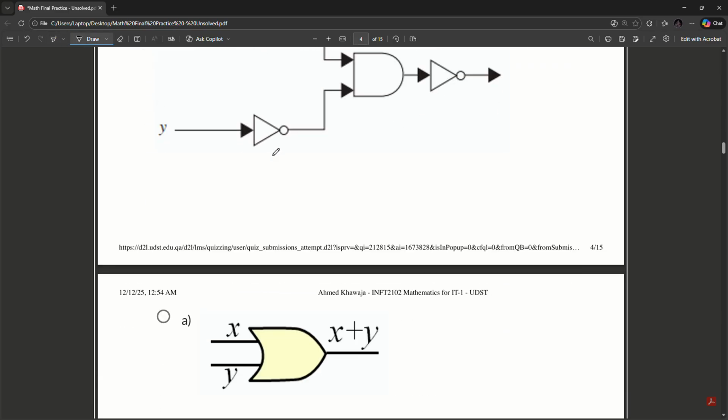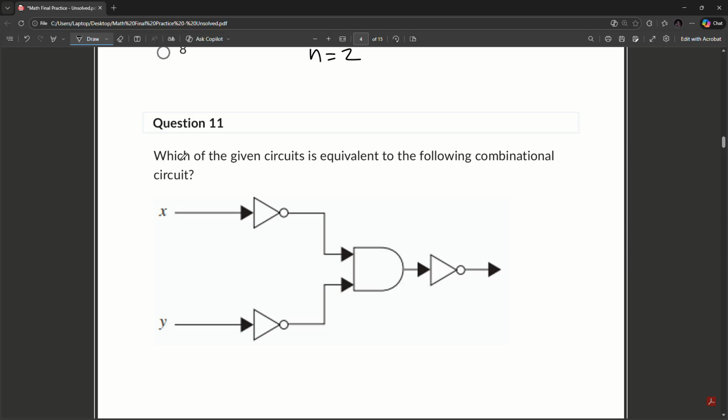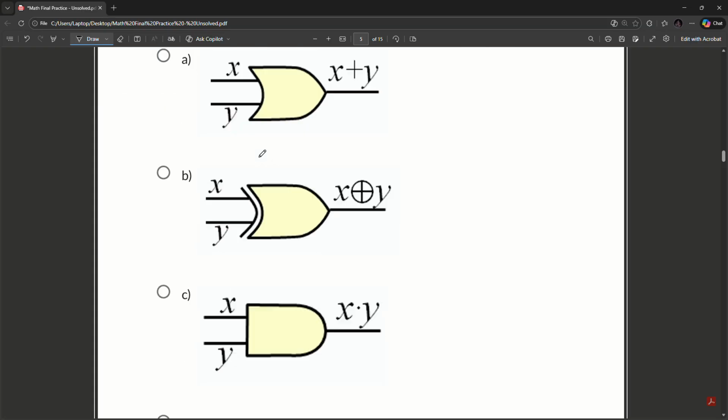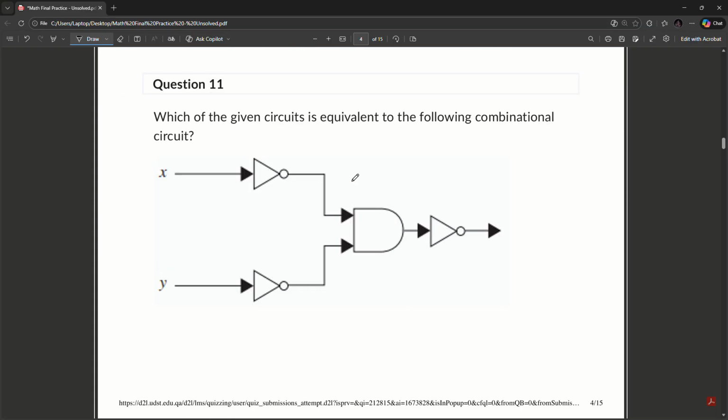Now for number 11, right? Which of the given circuits is equivalent to the following combinational circuit? So this is basically, okay, x goes into a NOT gate, it becomes x complement. Same thing happens to y, giving y complement. Put them together in an AND gate. It's now x complement times y complement.